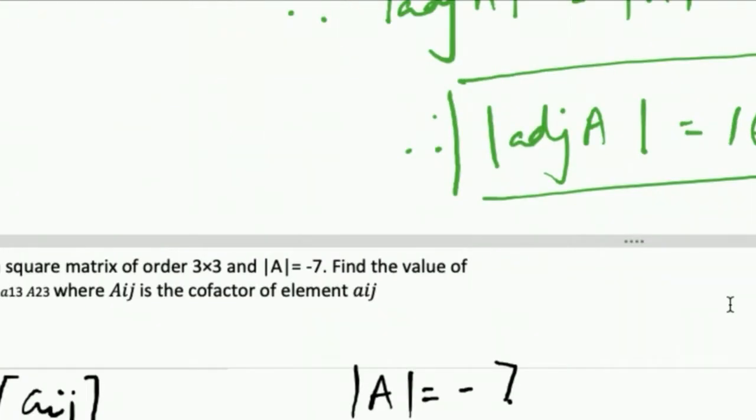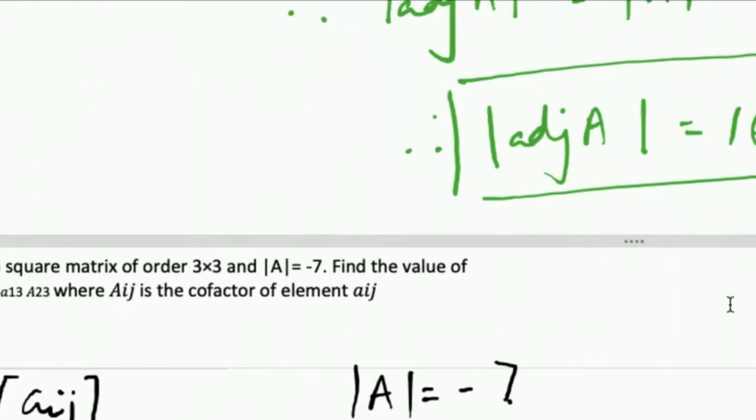So we have simplified two objective type questions. I hope I could make them clear. Now let us move to the next question, which is: let A be a square matrix of order 3 cross 3. The value of the determinant is -7. Find the value of A11 into A21, A12 into A22, and A13 into A23, where capital A21, A22, A23 represent the cofactors of the corresponding elements.